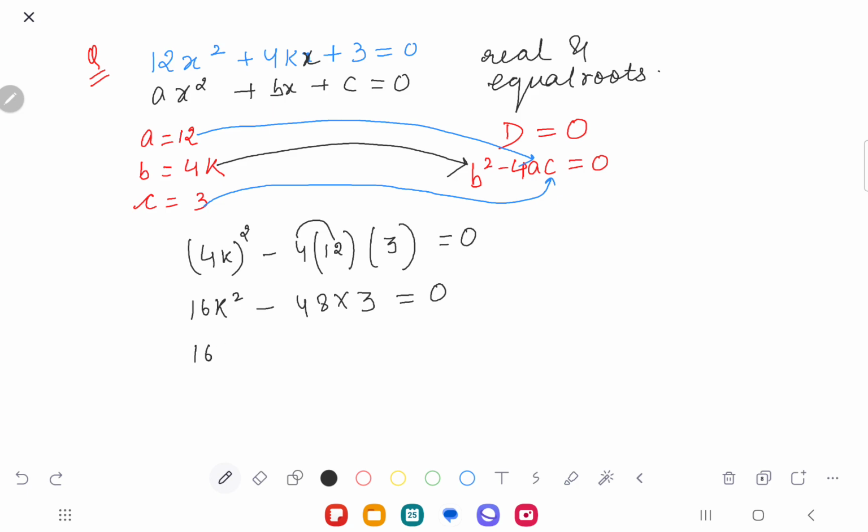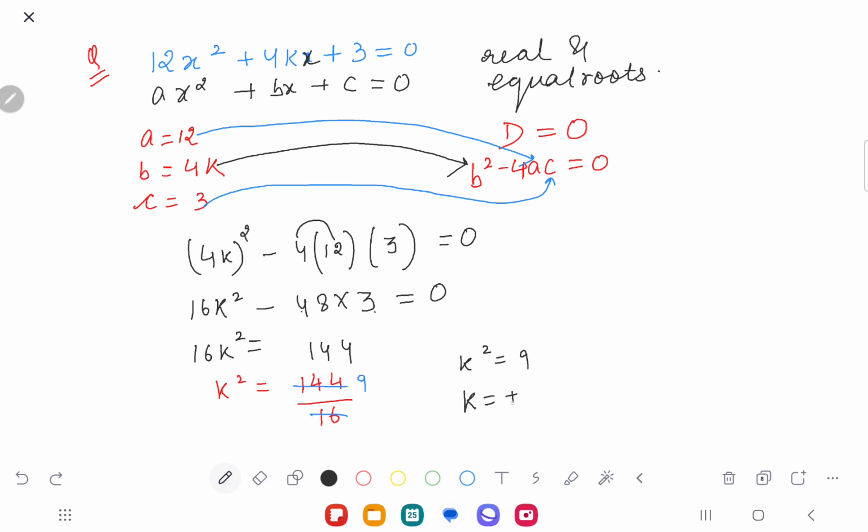So let me multiply. 16k square here shall be what? 3 times 8 is 24 and 3 times 4 12 and 144. So again the same question. 16k square is 144. So k square shall be 144 over 16. So 16 times 9. So k square is going to be 9.